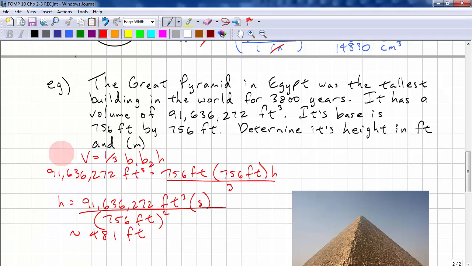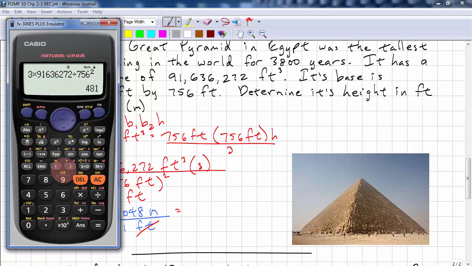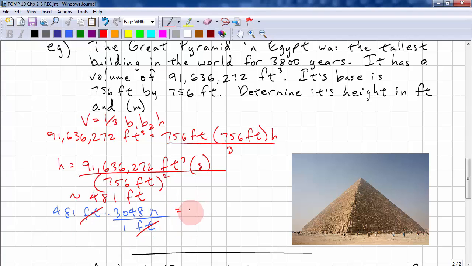We want to take this 481 and multiply it by 0.3048 meters and divide it by 1 foot. We can cancel out the foot. We don't cube it or square it this time because we're just dealing with a single length measurement. 481 times 0.3048, and we get 146.6 meters.